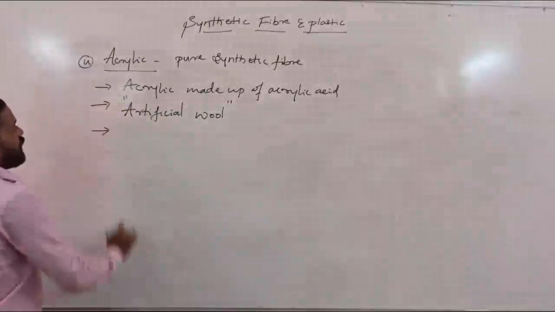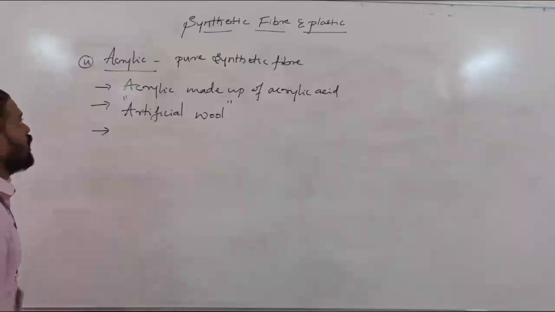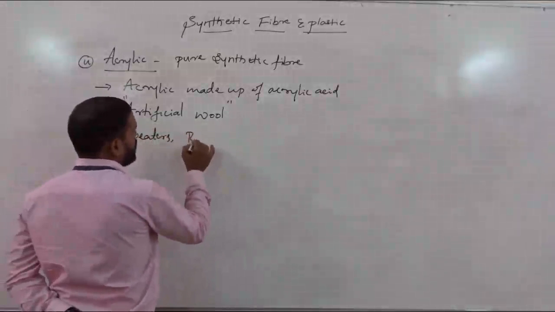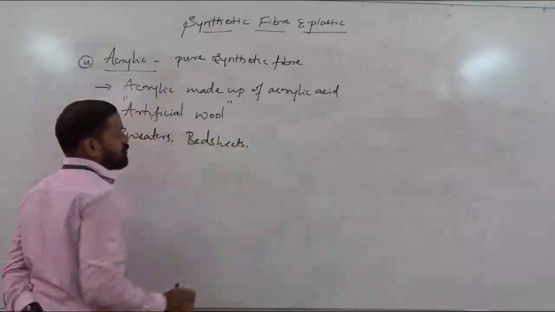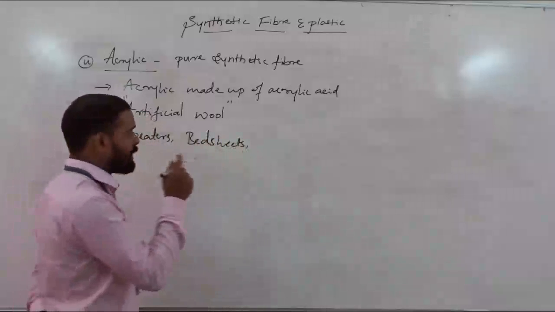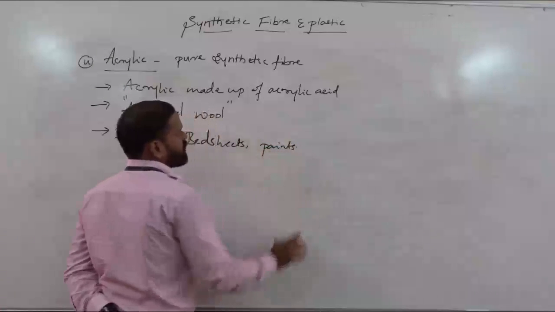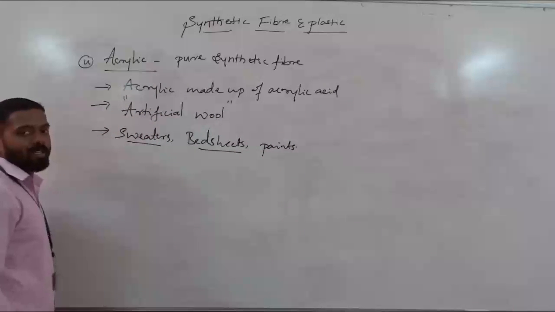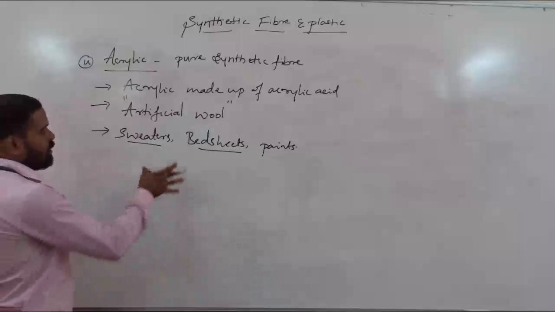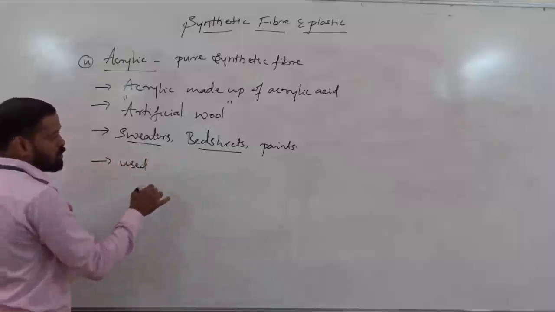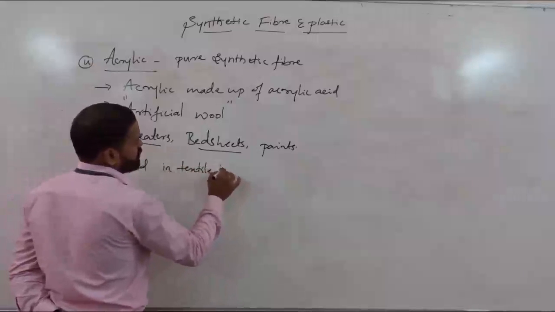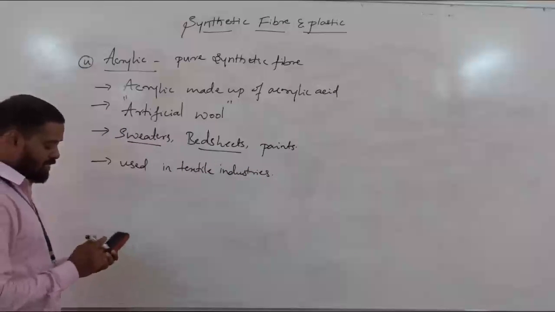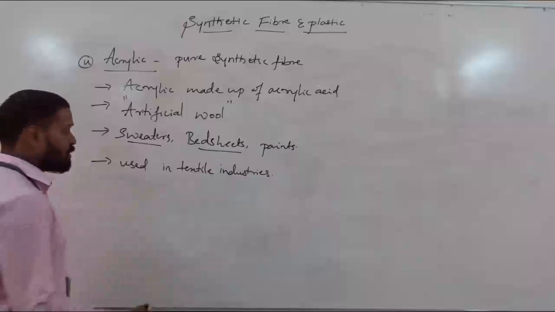Next, using acrylic fiber we can manufacture sweaters and bed sheets. Already you know that acrylic is also used in paints. Manufacturing of paints also uses acrylic. But the acrylic fiber I am talking about is used in sweaters and bed sheets, and they also mix it in socks. Varieties of materials, it's used in textile industries. Acrylic is also more durable in nature.